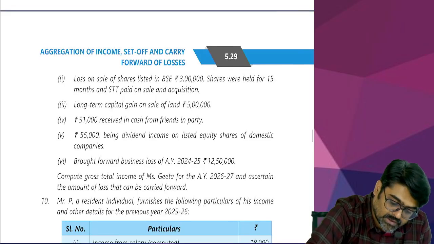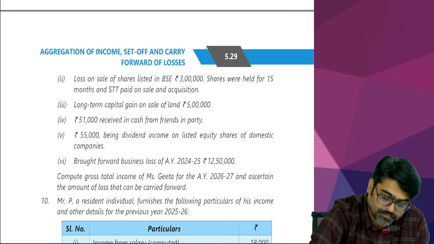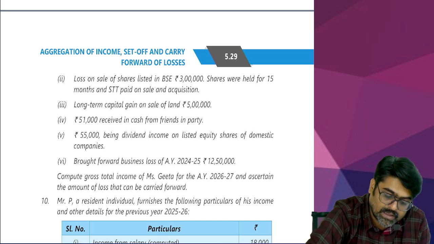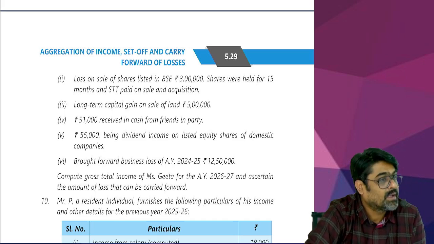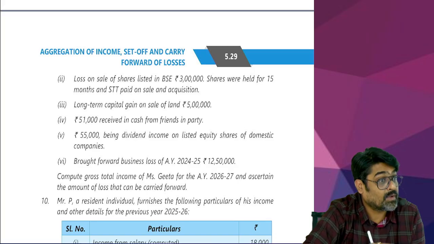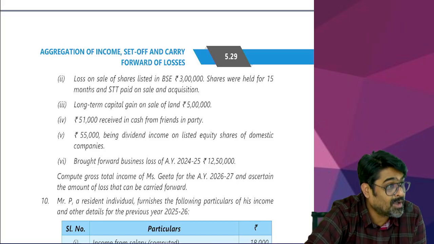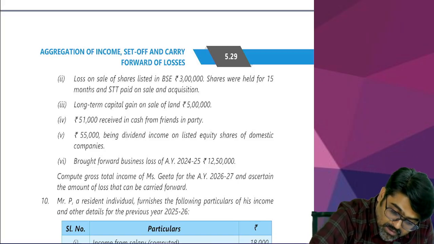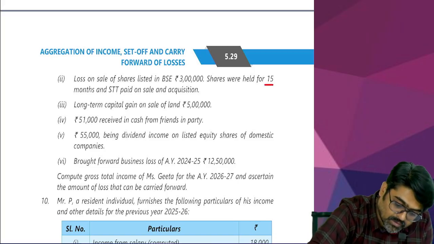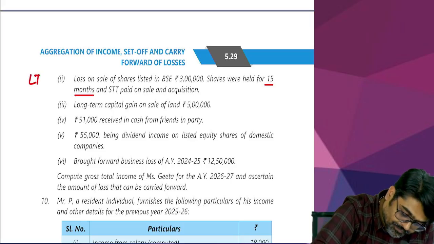Loss on sale of shares listed in BSE. How much loss? 3 lakhs. The shares were held for how many months? And STT paid on sale and acquisition. See, this is STT paid gain, 112A. But this is not a gain, this is a loss. So the loss is what? Long term. Why? Because the shares were held for 15 months. So can I say this is LTCL?